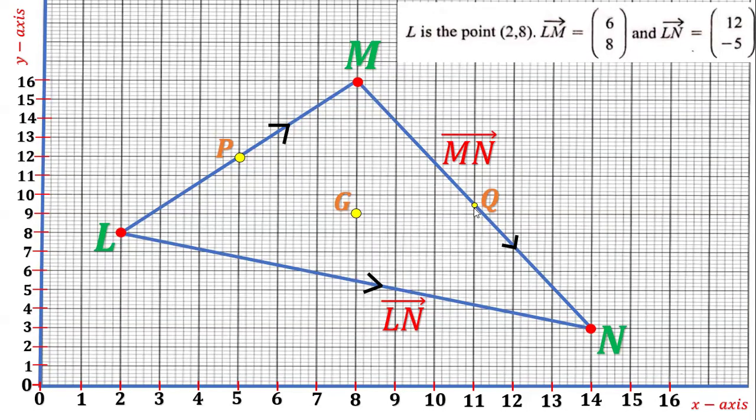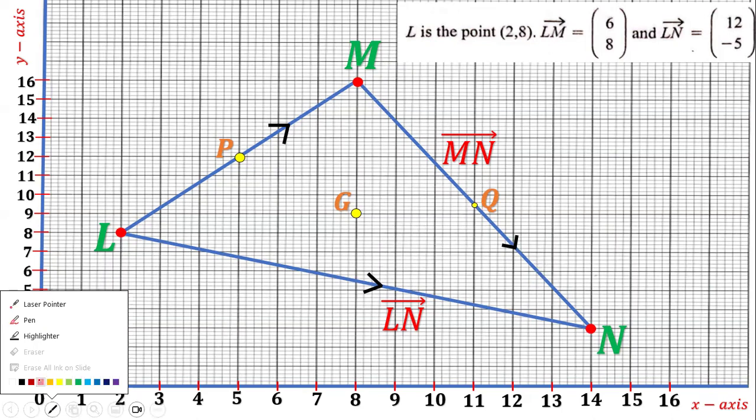But how do I know that this is the point Q? How did I figure it out? Remember, Q is just the midpoint of MN. That means it's the point in the middle. So you have to figure out what point is in the middle of MN such that MQ and QN are equal in length. And I can show you that this is the midpoint if you notice carefully.